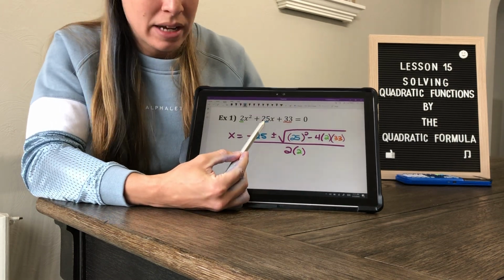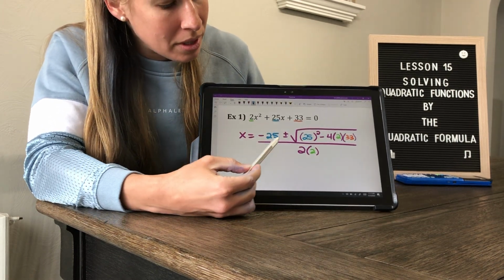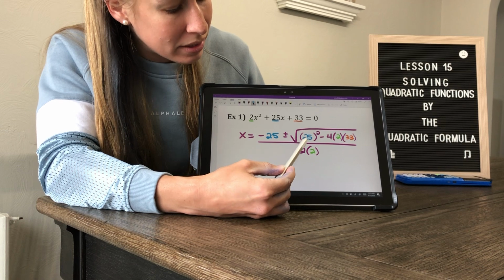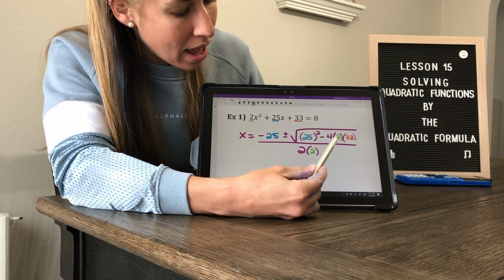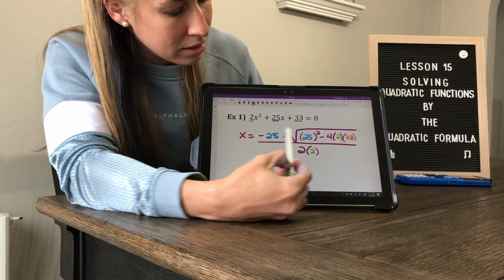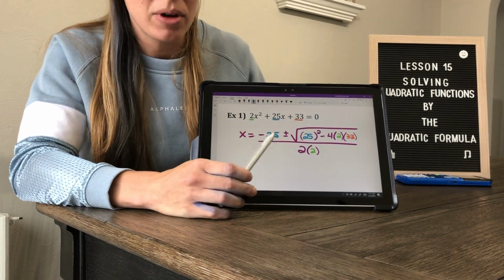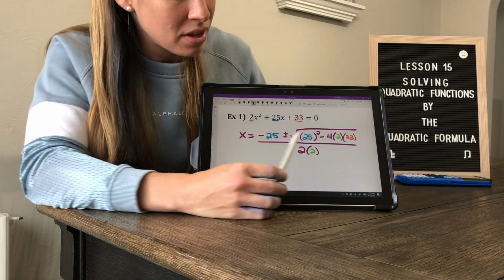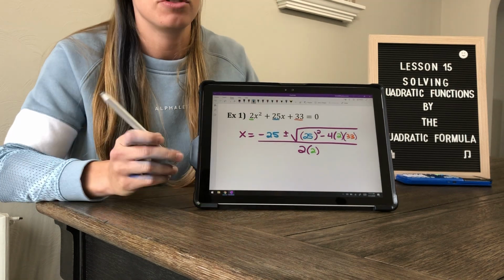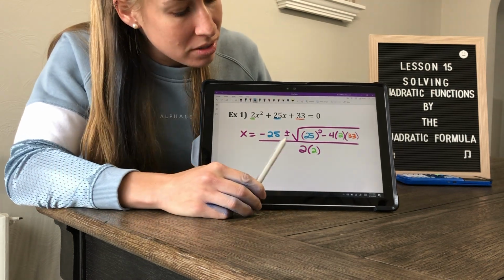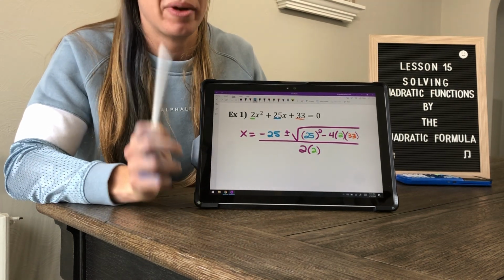Opposite b, okay, so I colored that in blue, plus or minus square root b squared minus 4ac all over 2a. So the ones that I have that are not purple, these are the numbers that you will be plugging in every time when you're using the quadratic formula. The purple parts are the ones that will stay the same every single time no matter what.